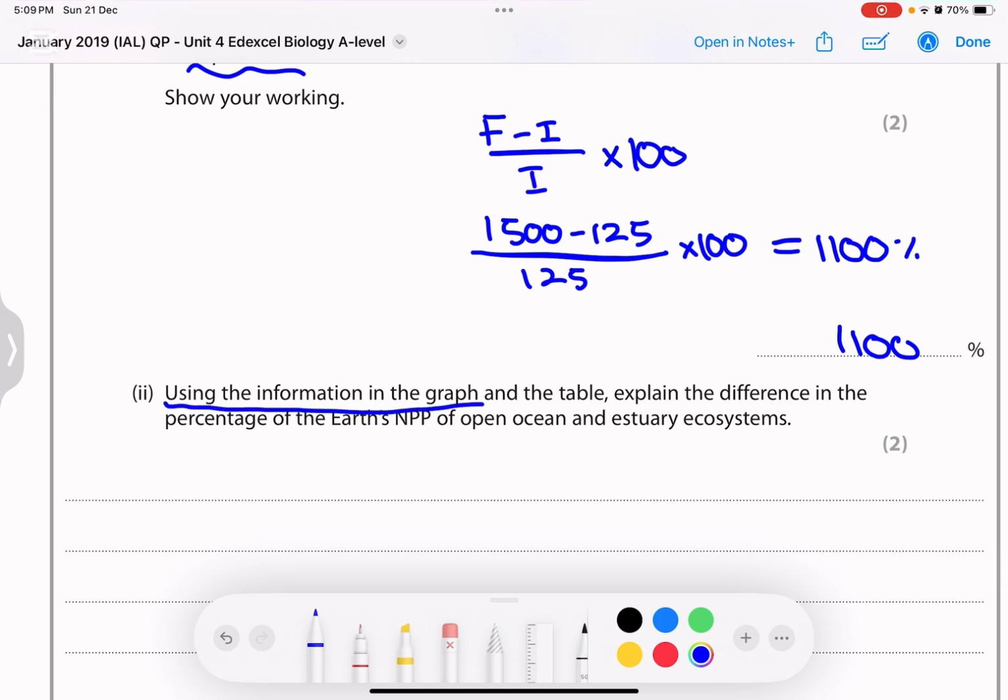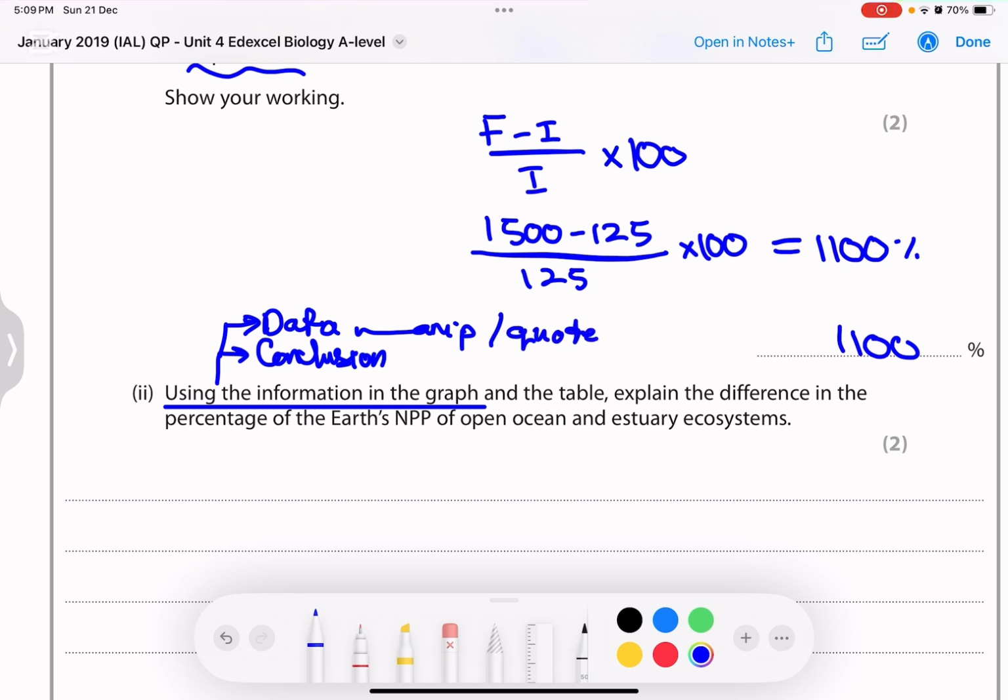Using the information in the graph. Using information in the graph usually indicates that you must form a conclusion, and you need data manipulation or data coding. You usually data manipulate in the tables. Coding is in graphs, and manipulation can be in graphs too. However, data coding is in graphs, especially if there is an optimum or peak or level off.